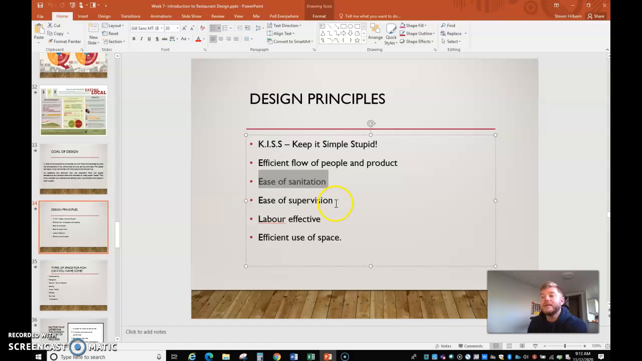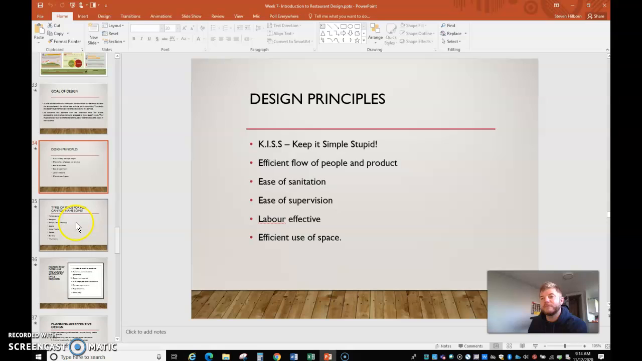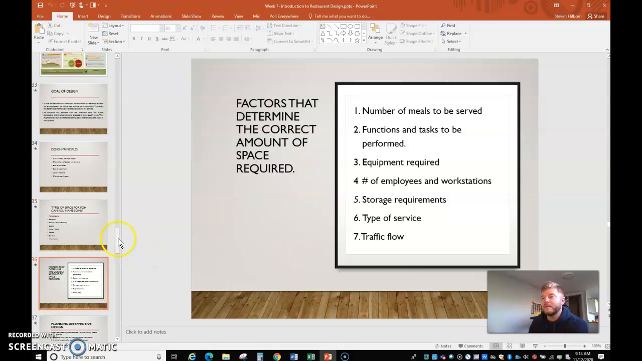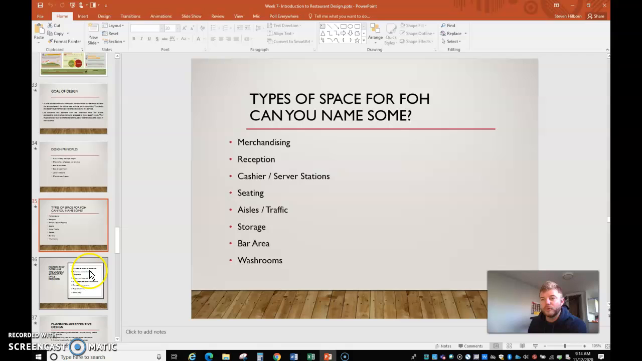Same thing with supervision. If you want your managers to be able to supervise and your supervisors on your floor to be able to do their job properly, make sure that they can see a lot of the areas from a few general spots. Doing this will effectively make it labor efficient, as well as using your space properly. And the thing about our space is that when we use our space, we pay for it by square footage. So the better we use our space, the more money we save. So this is just some of the different areas in the front of house. I won't go through each and all of them as I do throughout the next little portion here.